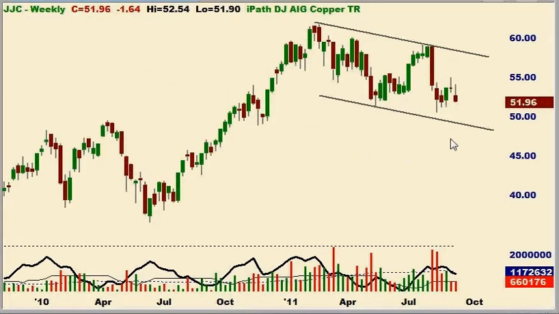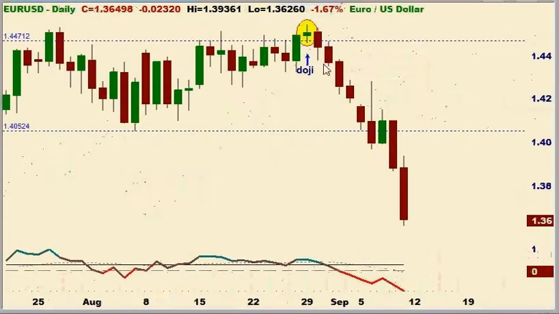Again, if we start breaking through there and forming more impulsive declines, we'll have to reevaluate. And as promised, here's my little tutorial on the euro versus the dollar Forex. First thing to bring your attention to was we had tested a resistance and we formed a doji.